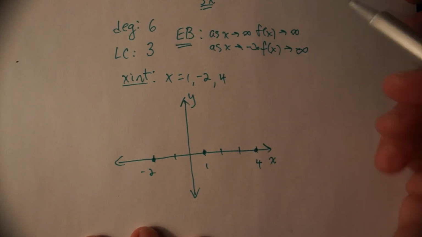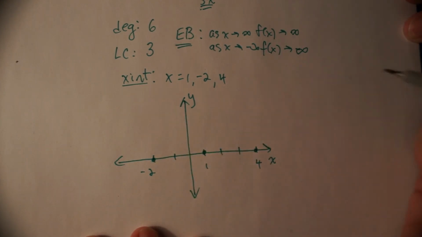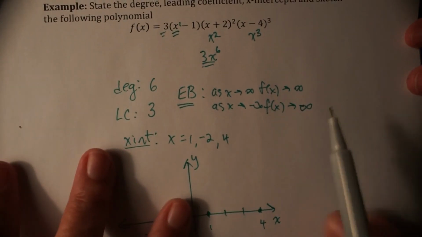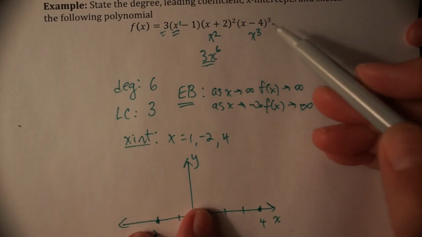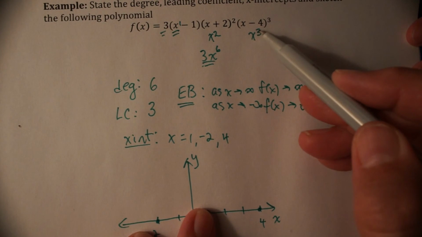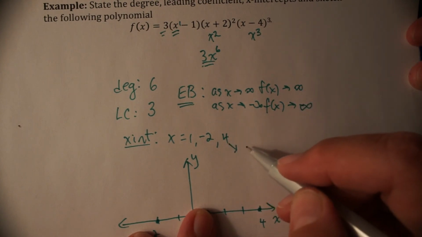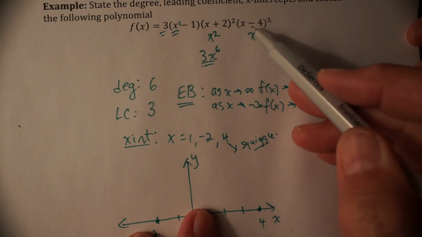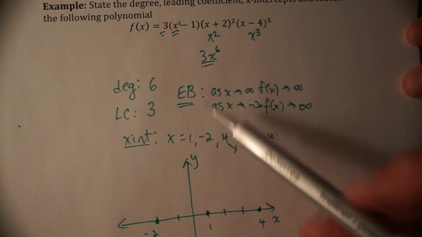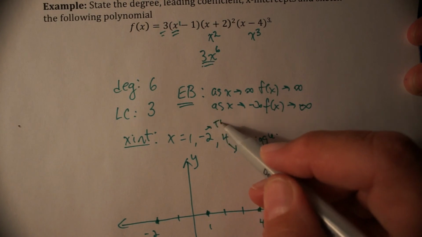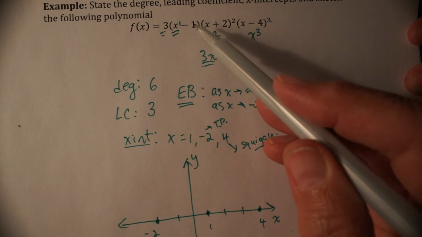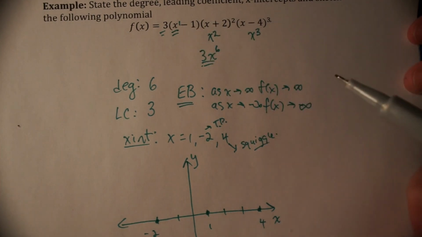My end behavior is both are going up. So it's going up here and it's going up here. And we have some interesting behaviors. At this factor where the 0 is 4, it's a cubic. So this one is going to be a squiggle, isn't it? Because the exponent is a 3 on that factor. And the negative 2 is going to be a turning point. Now we don't know which direction it's turning, but we do know it's a turning point. And that one is just a regular straight through. So nothing exciting happening there at the 1.